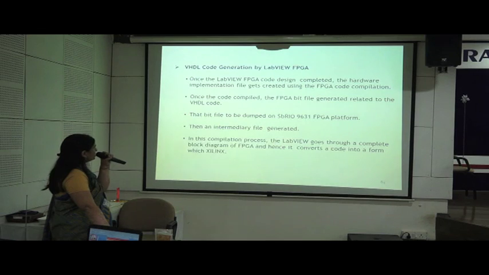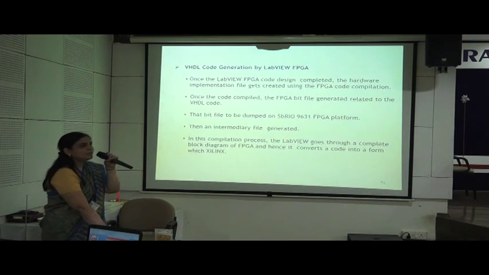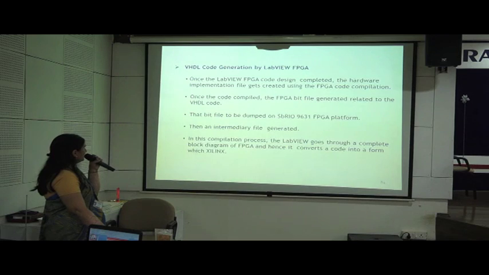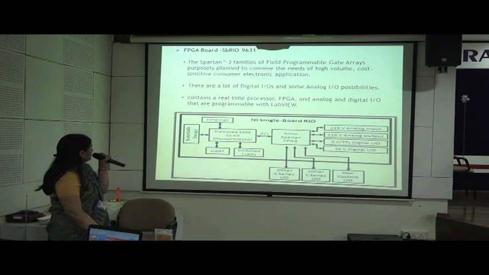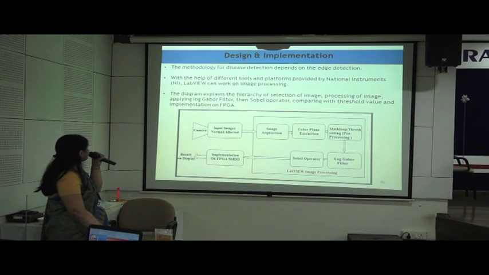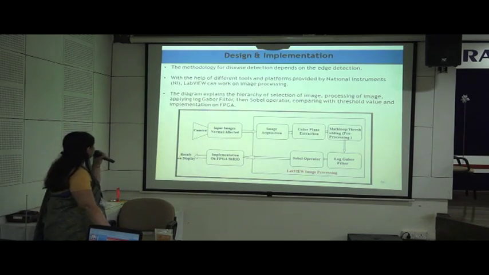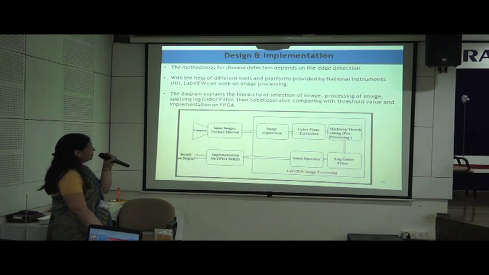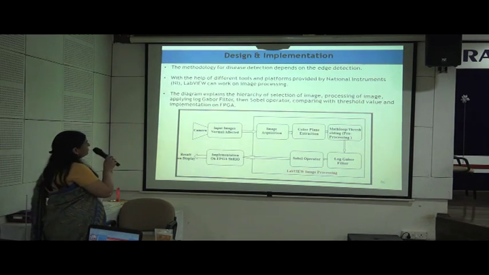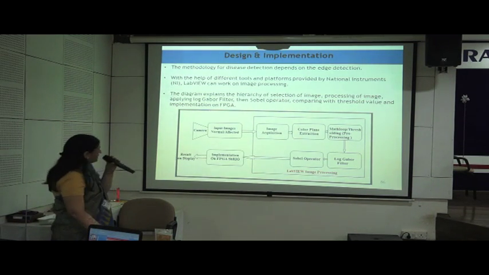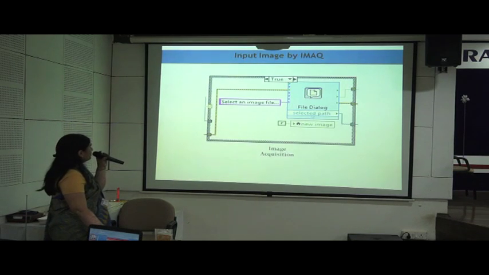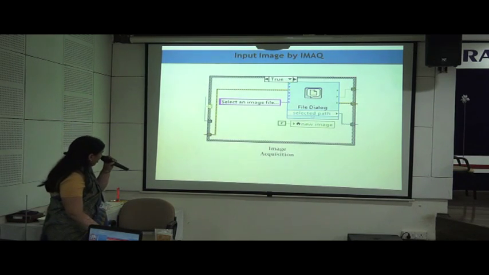Then VHDL code generation by LabVIEW FPGA is done. Once the LabVIEW FPGA code design is completed, the hardware implementation file gets created using FPGA code compilation. So this is the FPGA sbRIO 9631 board wherein the LabVIEW code is done. This is the design and implementation process. The methodology for disease detection depends on edge detection. With the help of different tools and platforms provided by National Instruments, LabVIEW can work on image processing. So the input image is given through the image acquisition box.